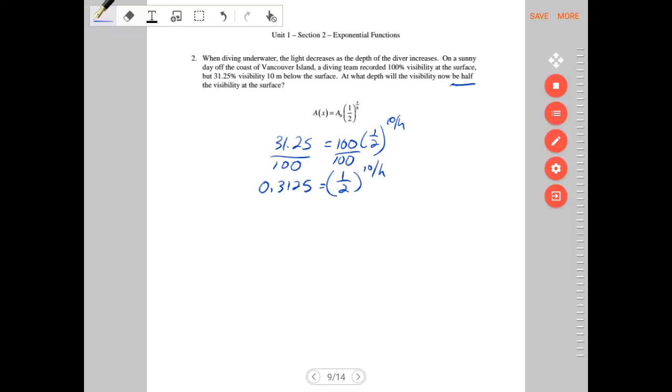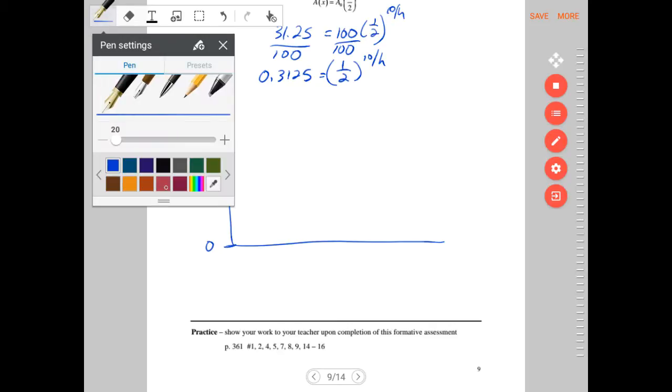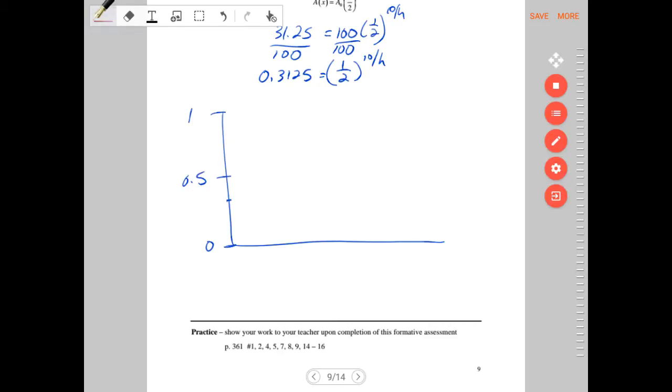This one looks a little tougher, so I think I'm going to solve it by graphing. So I'm just going to make a little rough sketch here. So this is going to be 0, this is going to be 1, that's about 0.5. So 0.3125 looks right about there. So I'm going to graph that up as a horizontal line. And again, you can just graph this on your calculator to double check that I'm doing okay. You might have to change your window settings.